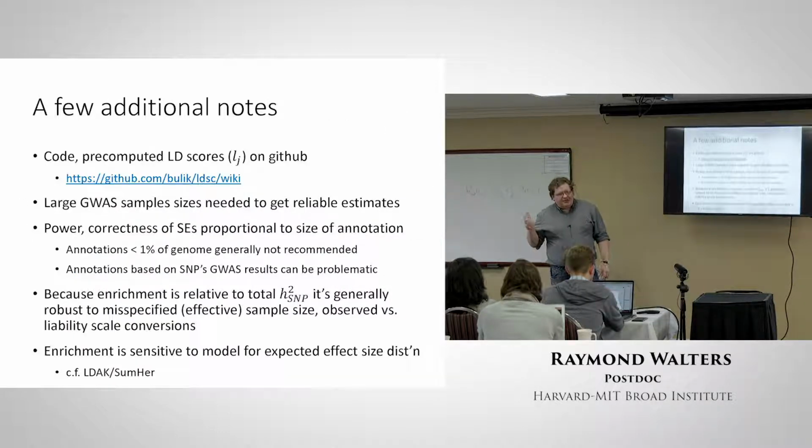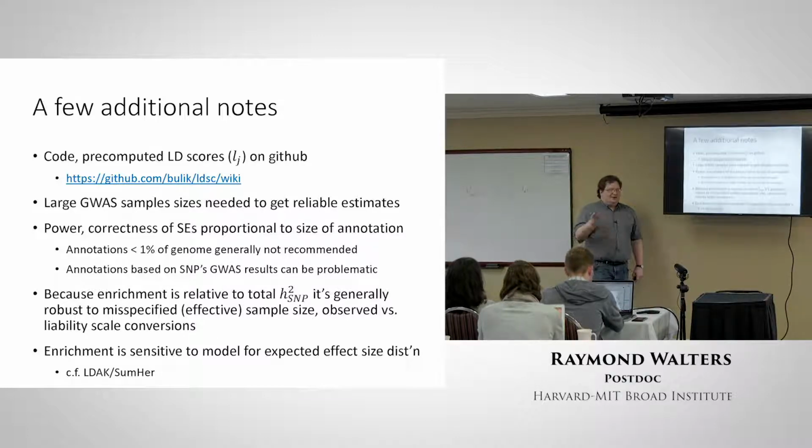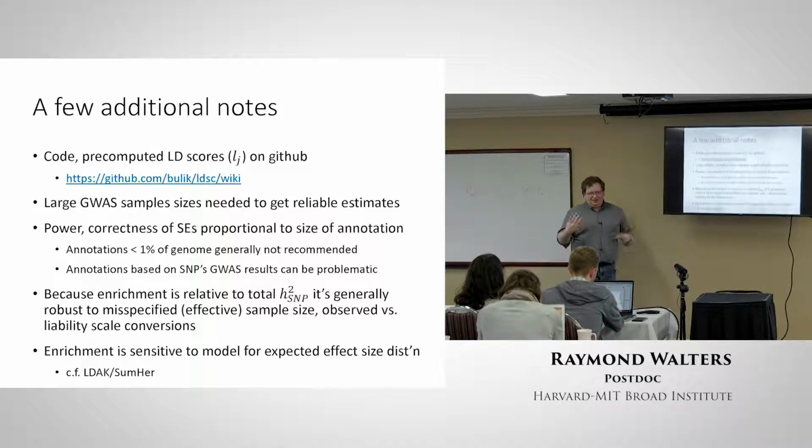Cool. So, last few notes on partitioned results. There's code and LD scores that are publicly downloadable and available. And I think we've already noted the point about the need for large GWAS sample sizes to be able to get reliable estimates out of LD score. That requirement only gets larger the narrower the partitioning annotation you want to look at, or the more things you want to include in your model.